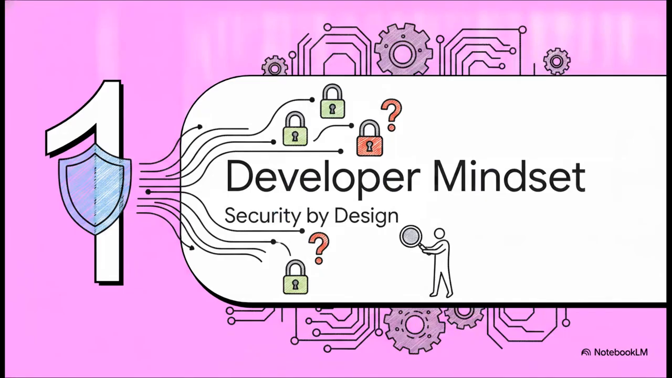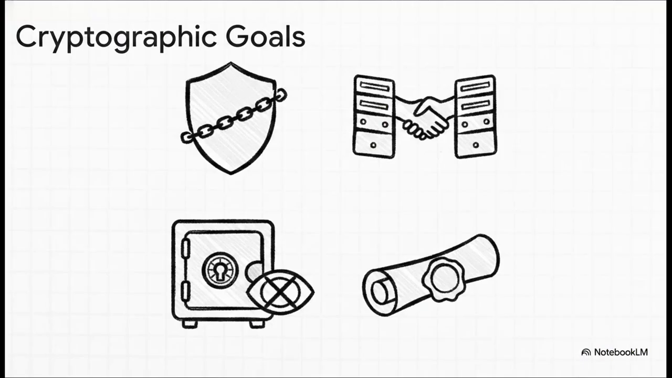Part 1. The developer security mindset. To really get this right, we have to look at what we are actually trying to achieve when we implement security. There are 4 distinct goals of cryptography, and understanding them gives us a mental framework for knowing exactly when and how to use different algorithms. Let's make this super concrete. First, we have integrity. This ensures a hacker hasn't intercepted and modified your data in transit. For example, imagine changing a payment amount from $10 to $10,000 without anyone noticing. Integrity stops that.